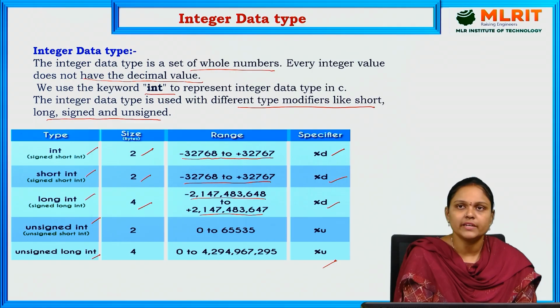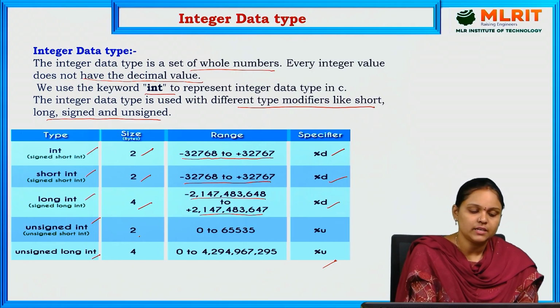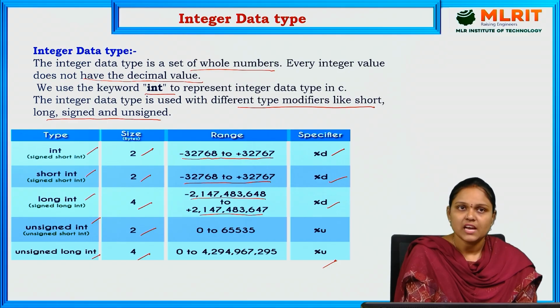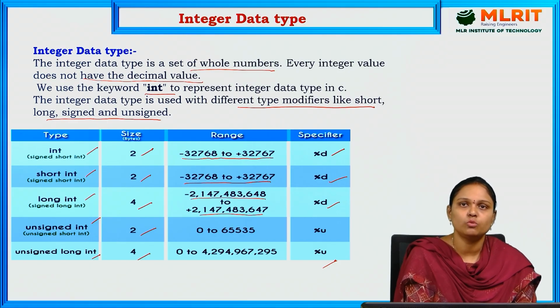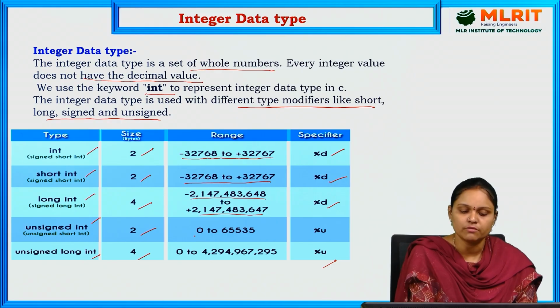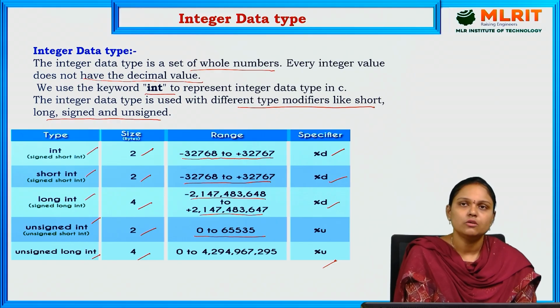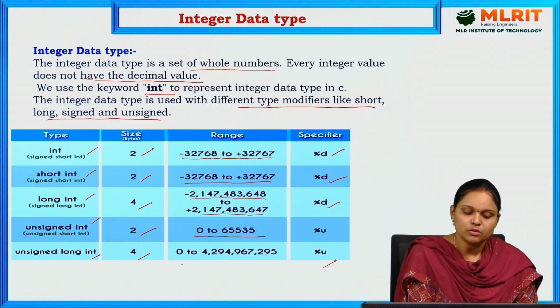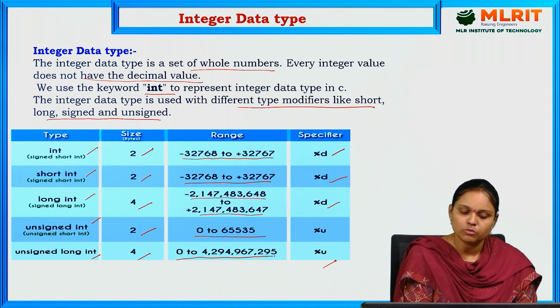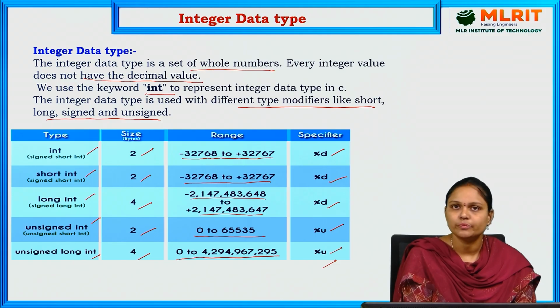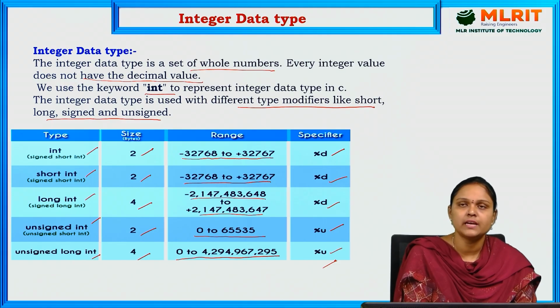For unsigned int, the size is 2 bytes, and for unsigned long int, the size is 4 bytes. As we discussed regarding signed and unsigned, unsigned means we can store only positive values. So in the range you can find only positive values, not negative values. The format specifier or control string that we use is %u for the unsigned int and unsigned long int data types.